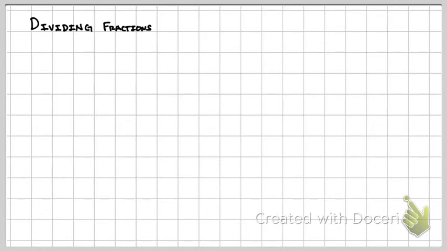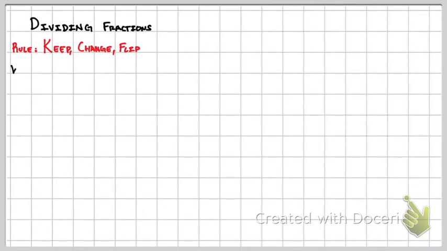The only difference now is that we're going to be applying a new rule. The rule that we're going to be applying is keep, change, flip. That is the new rule that we use whenever we are dividing fractions. And let me write that down.